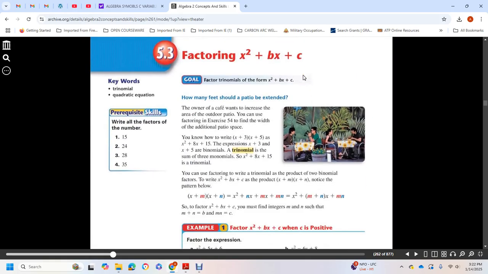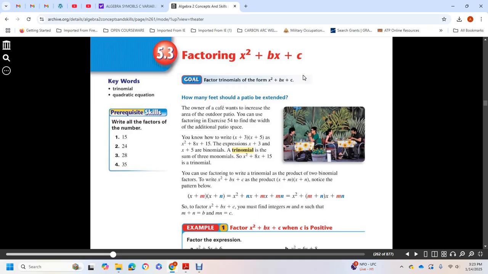5.3, x squared plus bx plus c. You can now write (x plus 3) times (x plus 5) as x squared plus 8x plus 15. The expressions x plus 3 and x plus 5 are binomials. A trinomial is the sum of three monomials. For example, x squared plus 8x plus 15 is a trinomial. You can use factoring to write a trinomial as a product of two binomial factors.